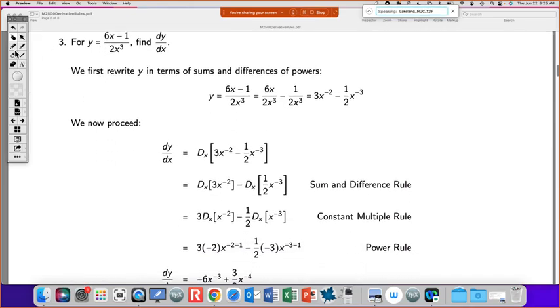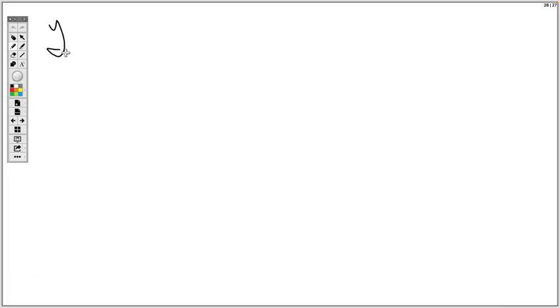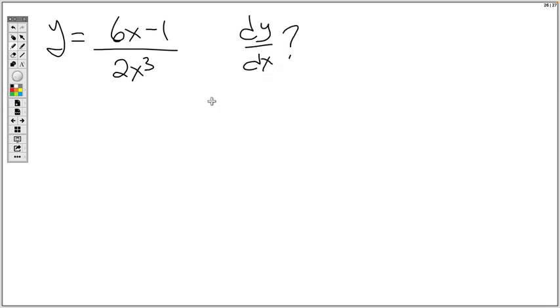All right, let's take a look at this next one. Here they give us a y. They ask for dy dx. And remember, dy dx is just yet another way for them to ask for the derivative. Okay? Once again, before we don't have a rule for division, and once again, even when we get one, we're not going to want to use it on this one. We want to do some algebra first.